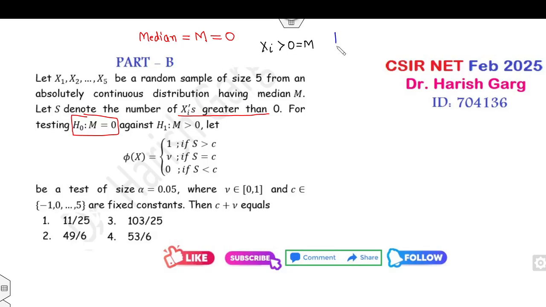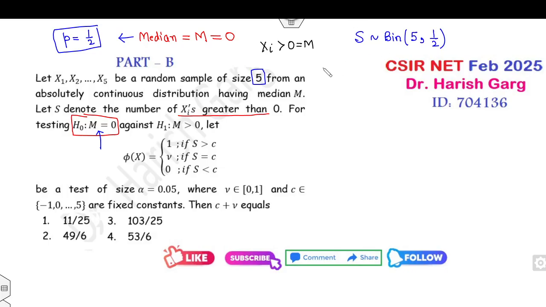So what is the probability in case of the median? Probability in the case of the median is always half. Fine, 50% is the probability. Size is my 5. So that means, instead of X, because they are talking about the S, S will follow a binomial distribution with parameters 5 and probability half, because under H naught my M is equal to 0.